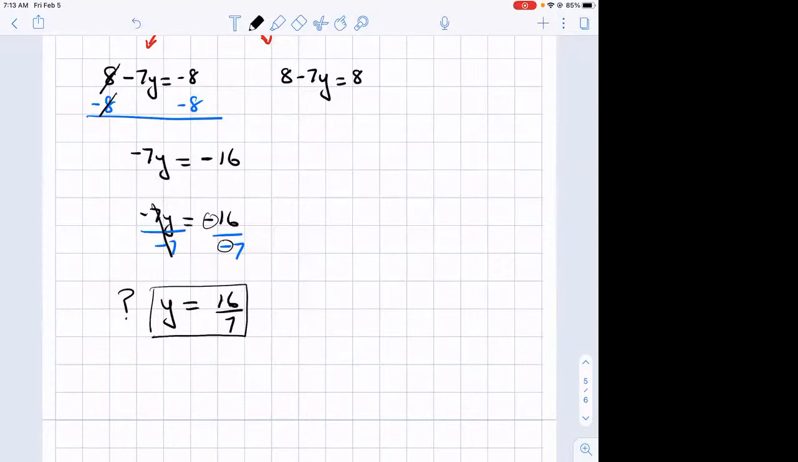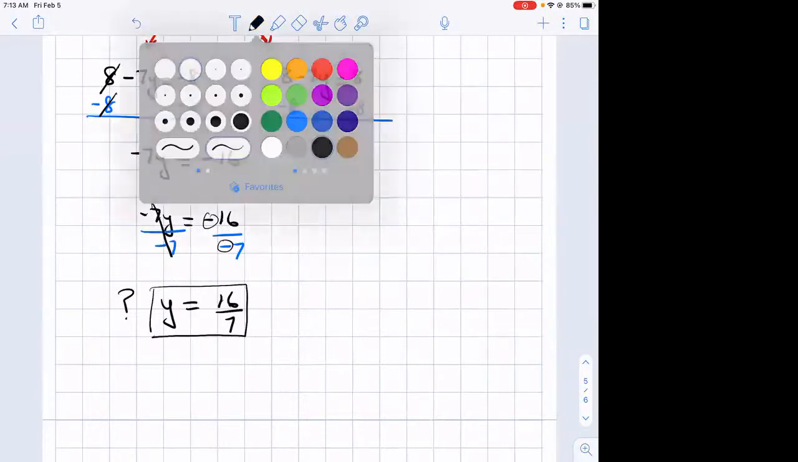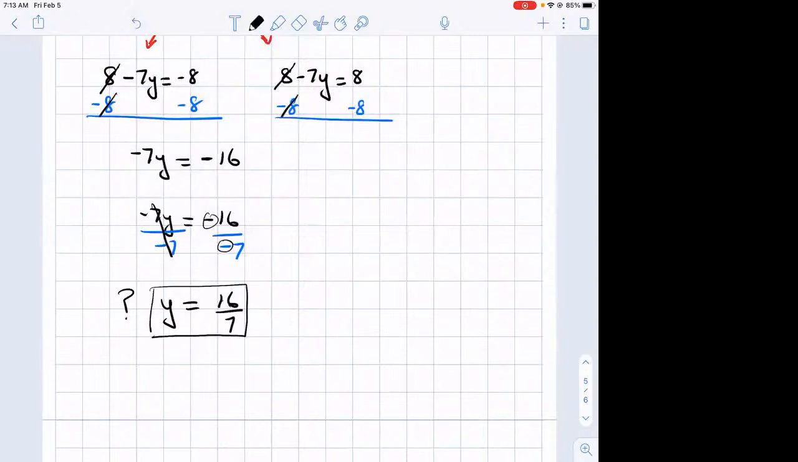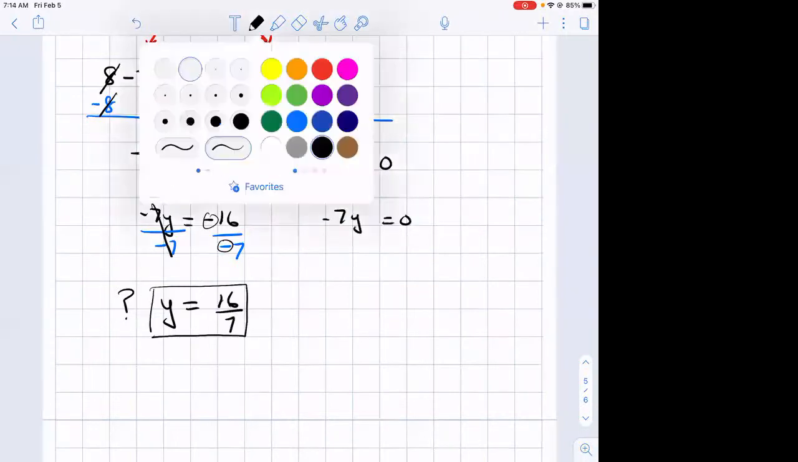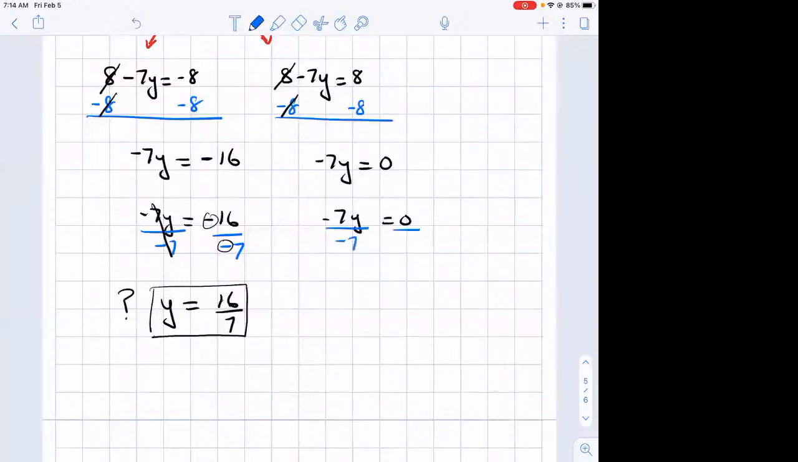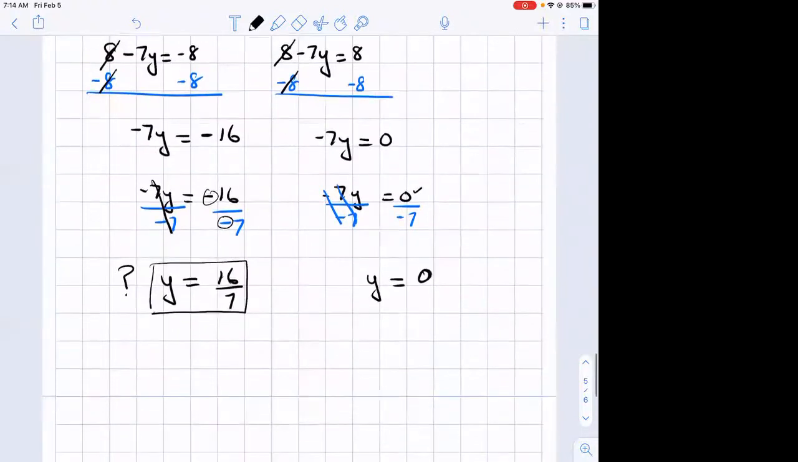Alternatively, if we look at the other side of the equation, we're going to subtract 8 on both sides. The plus 8 and the minus 8 cancel, so we have minus 7y is equal to 0. Then if we divide both sides by minus 7, the minus 7 becomes 1. If there is a 0 on top, the answer is 0. 0 divided by the number is 0. So here is another possible answer.